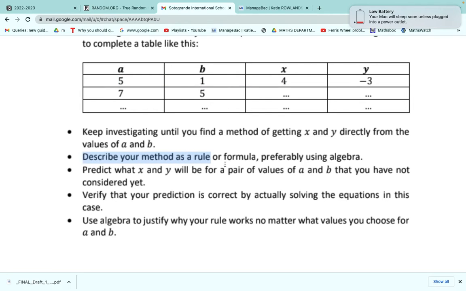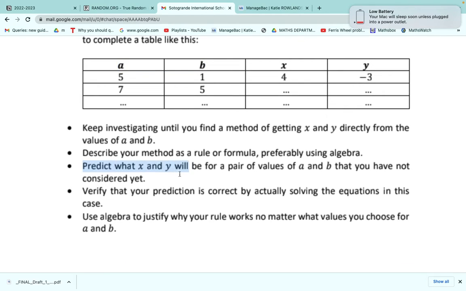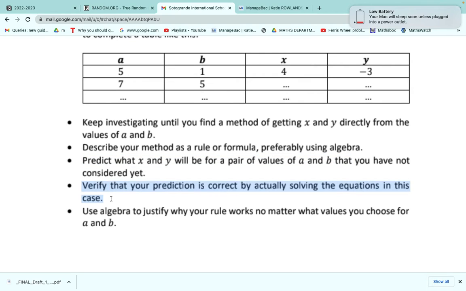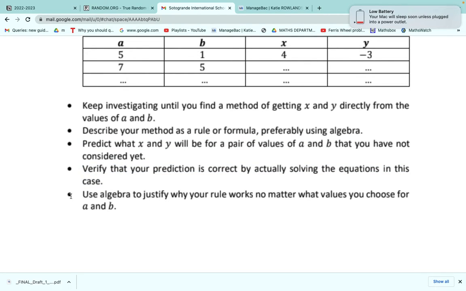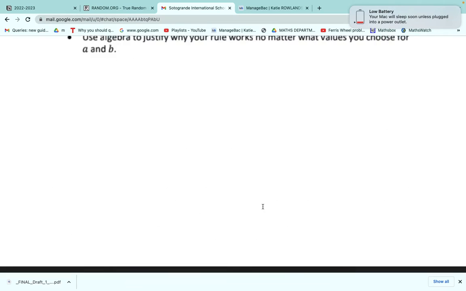So you need to describe what you did as a rule or formula, preferably using algebra. For example, if a plus b is x, you would just write a plus b equals x. Then you need to predict what x and y will be for a pair of values that you have not discovered. So you need to say, using this rule, let's guess what's going to happen for a is 10 and b is 9. You verify it by simultaneously solving, and then you use algebra to show why it will always work.